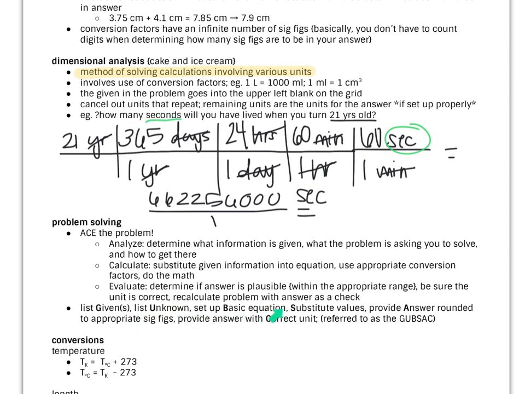You're going to set up the basic equation, which we did here. You're going to substitute values. You're going to provide the answer rounded to the appropriate number of sig figs. And you're going to provide the answer with correct units. You'll hear me call this GUBSAC. Okay, so you know that you're given unknowns, basic equation, substitute values, answer provided to the appropriate number of sig figs, and correct unit. Okay, it's a made up thing, but go with it because you're going to have to do it.